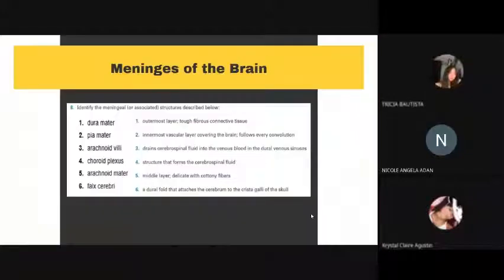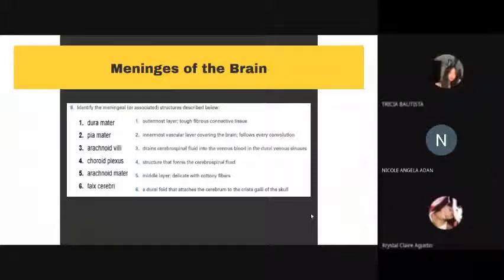Now for the meninges of the brain. Number 8, identify the meningeal or associated structures described below. So number 1, it is the outermost layer, tough fibrous connective tissue. It is the dura mater. Number 2, it is the innermost vascular layer covering the brain, and it follows every convolution. It is the pia mater. Number 3, drain cerebrospinal fluid into the venous blood in the dural venous sinuses. It is the arachnoid villi.